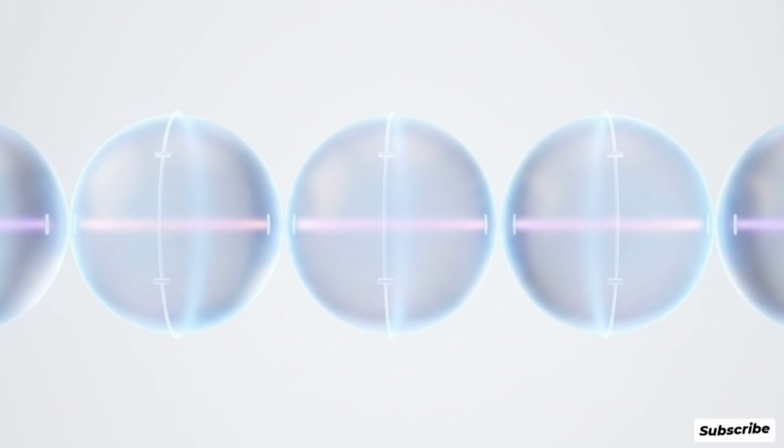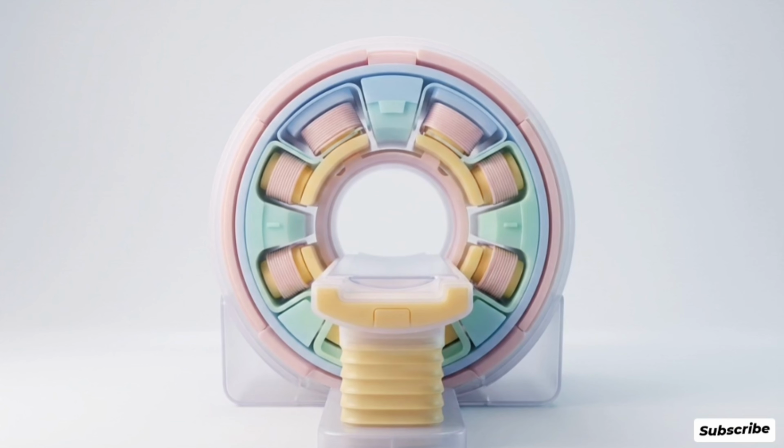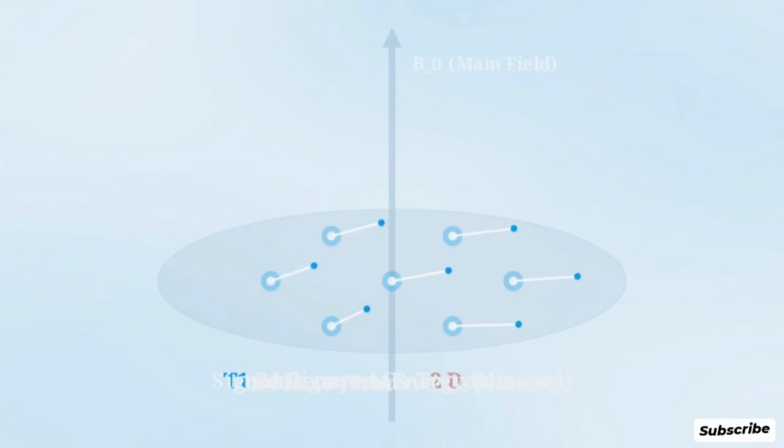The machine pushes them out of alignment to specifically trigger the signals they release when bouncing back. Suddenly, the machine turns the RF pulse off, removing the energy source that was keeping the protons tipped over. The protons immediately begin to recover. They slowly struggle to stand back up and realign with the main magnetic field in a process called T1 relaxation.